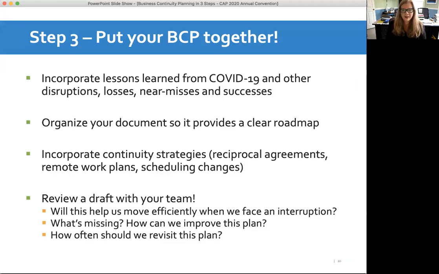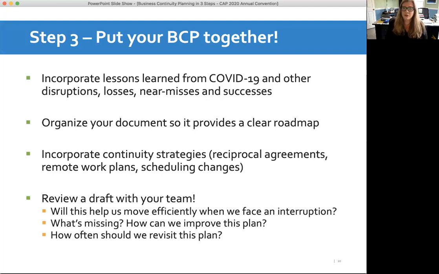So step 3 in the process is to put your business continuity plan together. I would encourage you first to incorporate lessons learned from COVID-19 and other disruptions, losses, near misses, and successes. I would encourage you to organize your document so it provides a clear roadmap. I would encourage you to incorporate continuity strategies.